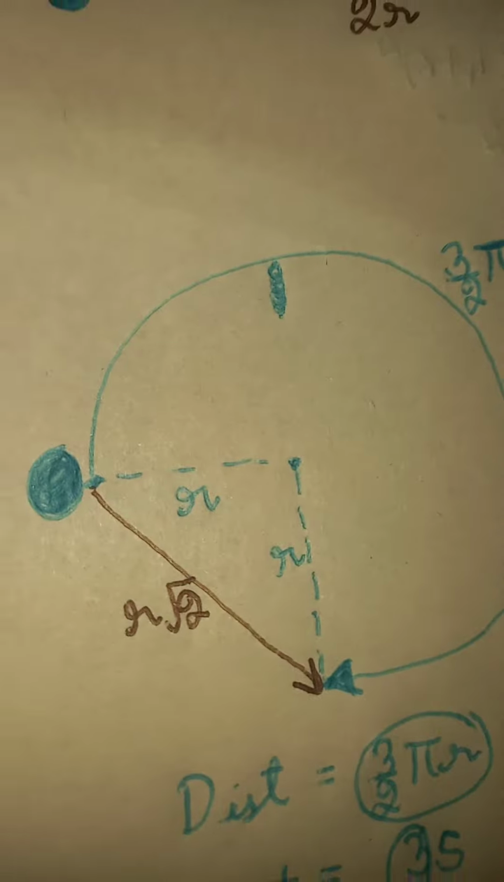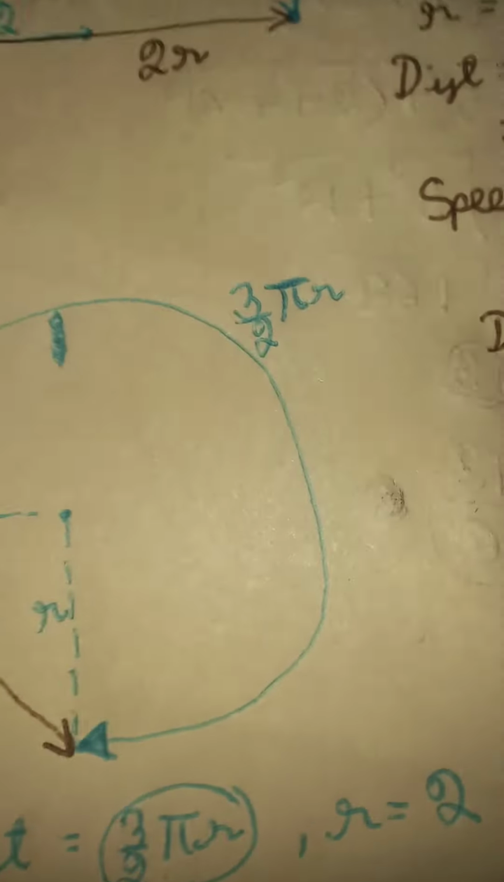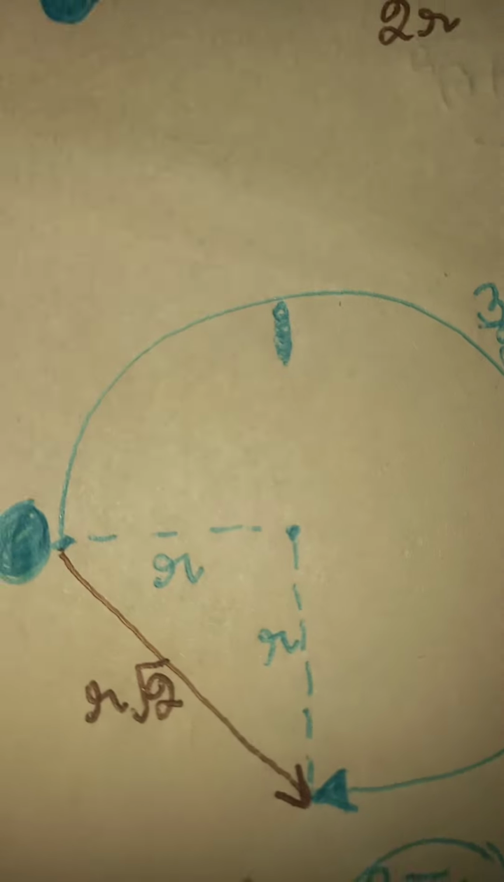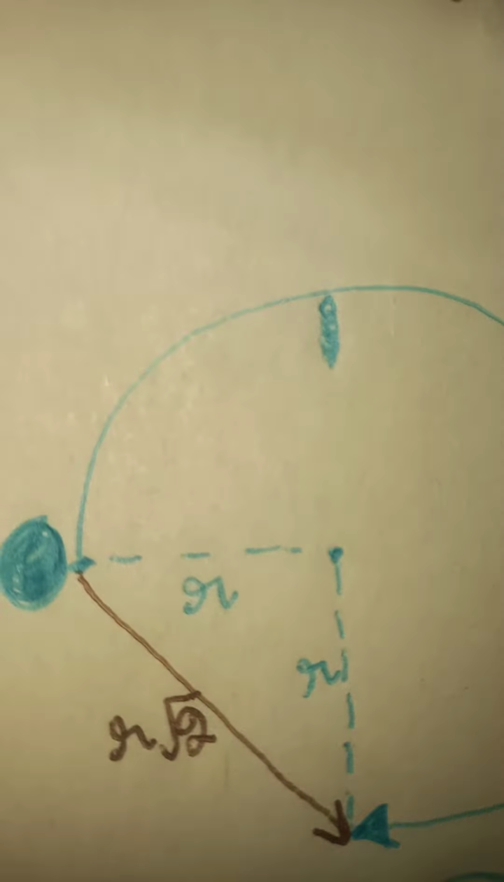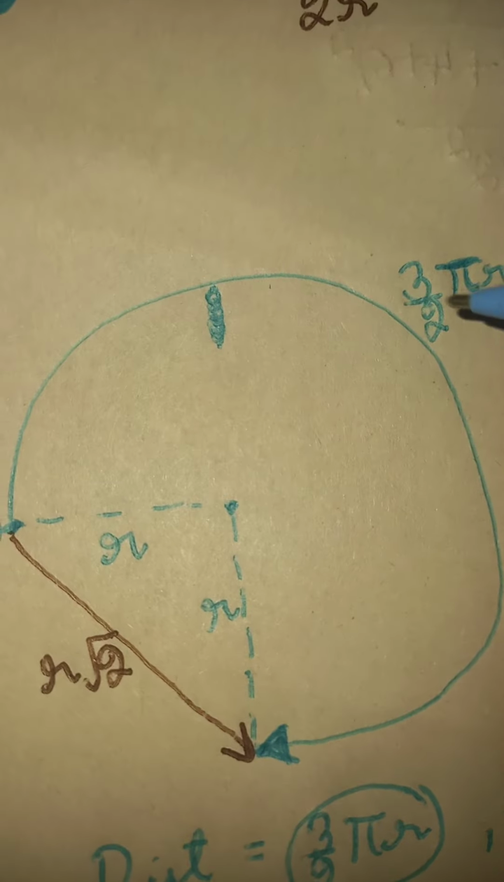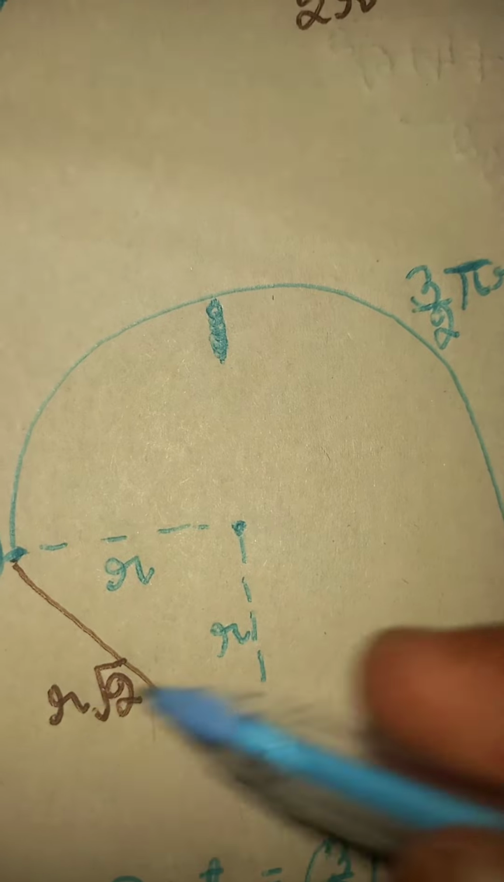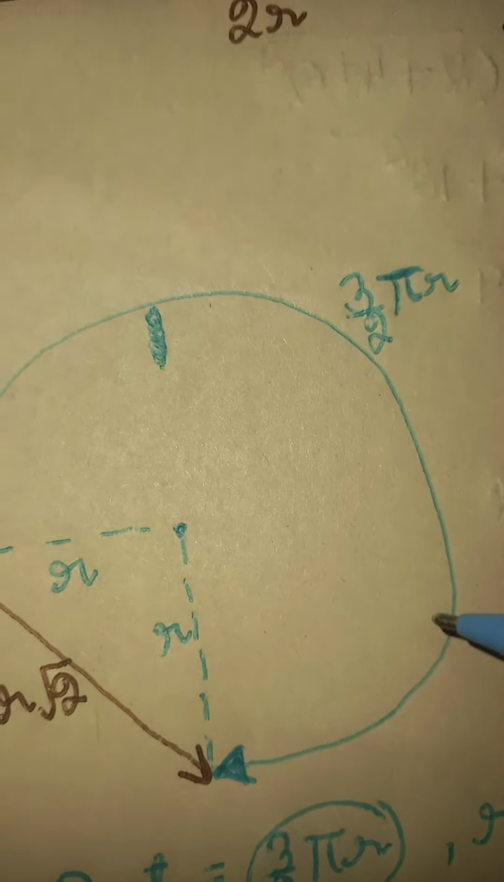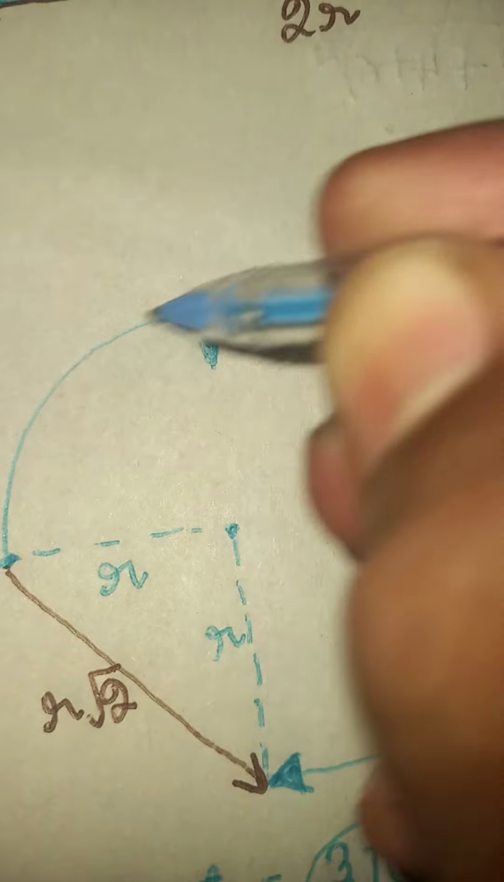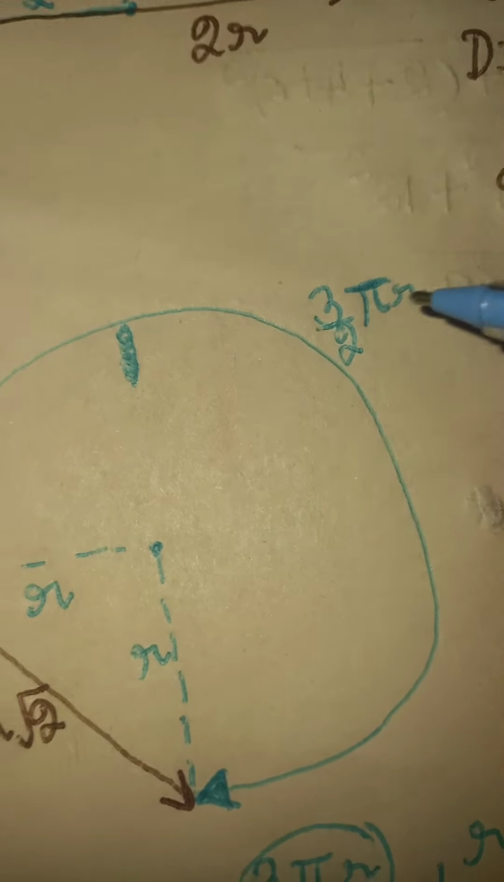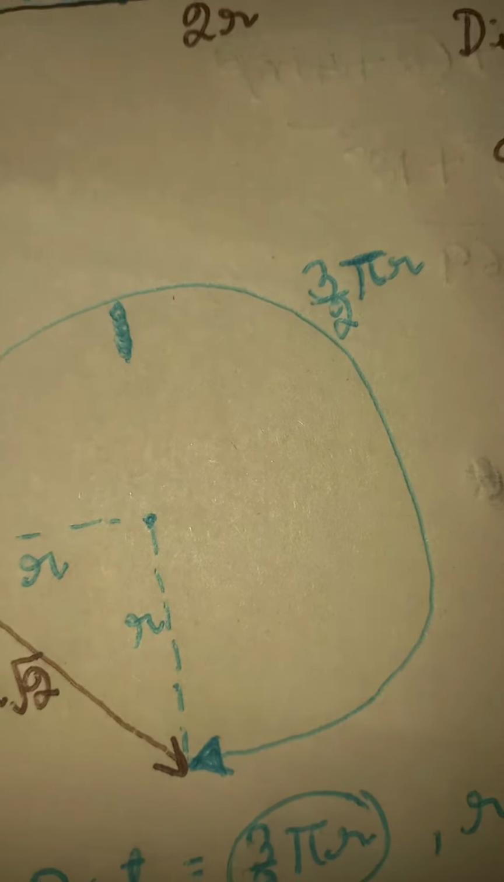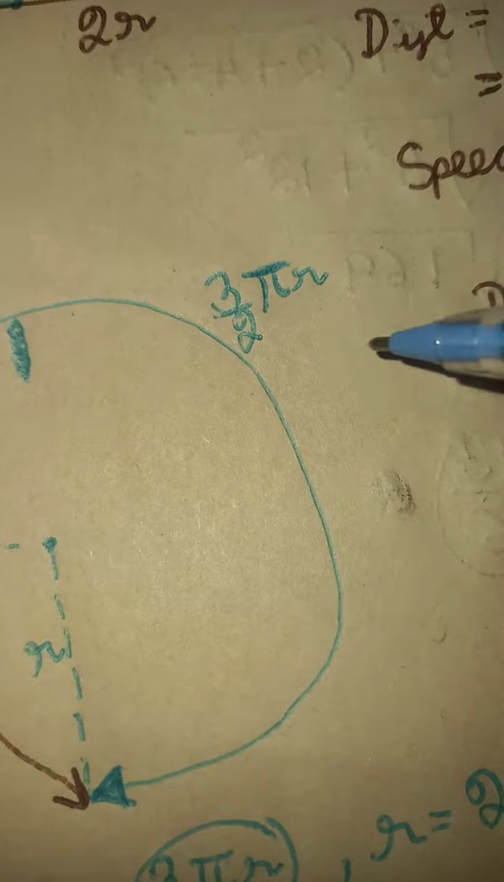Here the total distance covered by the ball is 3 by 2 pi r. You can take it very easily. A complete circle you can take as 2 pi r as the total distance traveled. So a half circle is pi r, and for a quarter of a circle the distance traveled is pi r by 2. And therefore for three quarters you can take 3 pi r by 2.